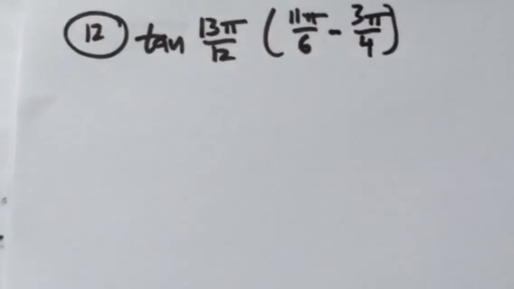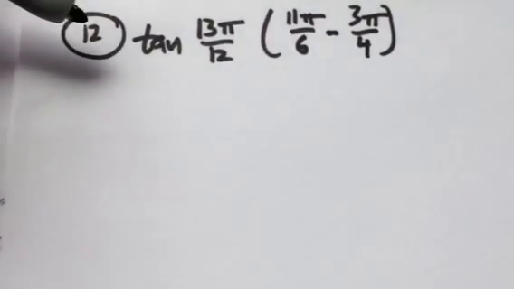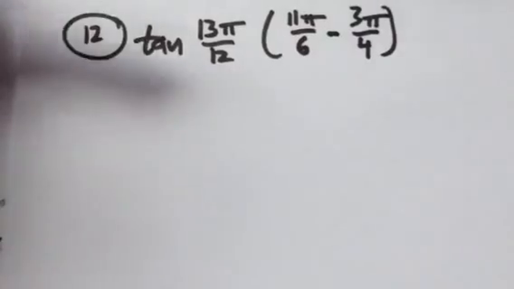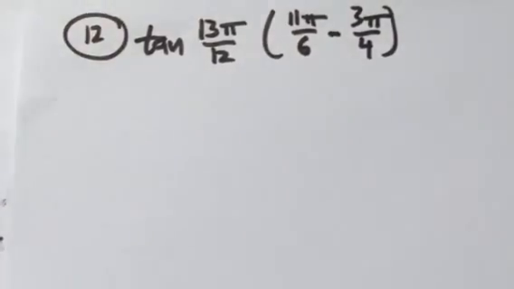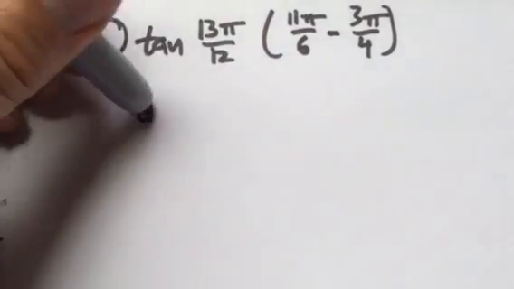This is Math 142 practice test number 2. This is problem number 12. We're supposed to find the exact value of the tangent of 13 pi over 12. We're going to use a little indirect measure to do it. We're going to break it up this way.